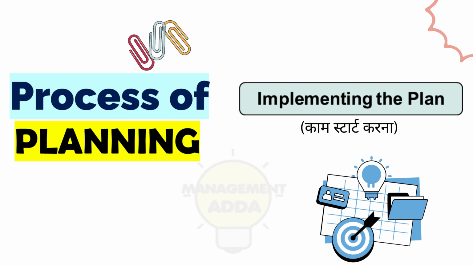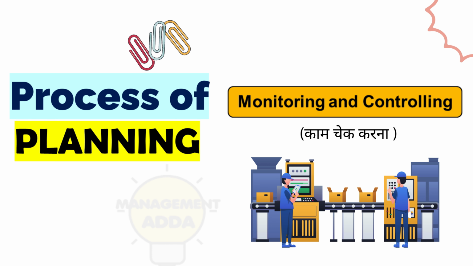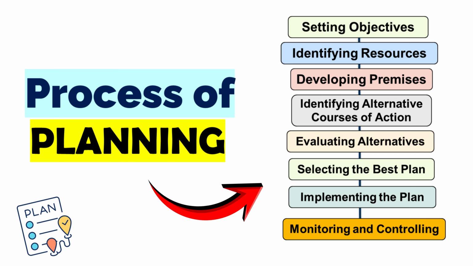And when you implement those plans, it is important to monitor and control so that you can have a grip on your actions, whether they are going according to the plan or not. So let us see all these steps in detail so that we can understand the process of planning in a better way. Let's start with the first step.